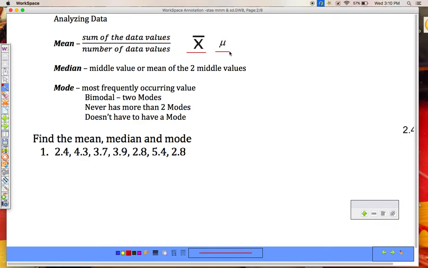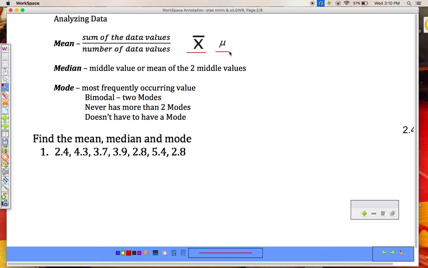All right, you're allowed to have two modes. If you have two modes, we say it's bimodal. You can't have more than two modes, so if you have a set that has 10 numbers in it and they all occur twice, it's not going to have a mode. And you don't have to have a mode. If every number occurs only one time, we don't have a mode. So the mean is your average, the median is the middle, and the mode is the most frequently occurring value.